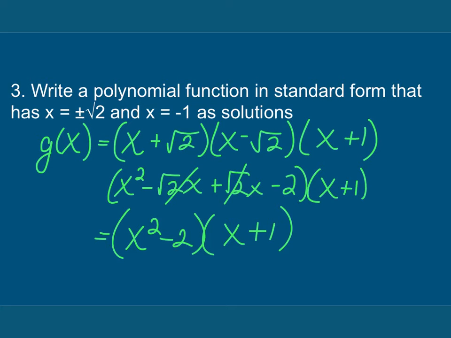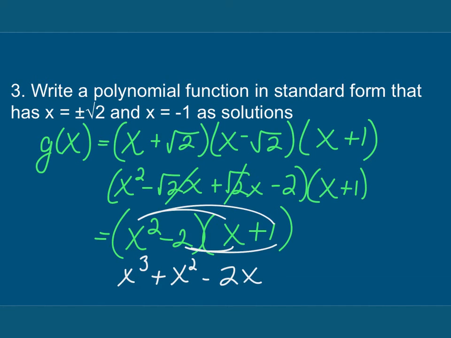Okay, so now I'm going to distribute. I've got 4 more multiplications to make. I'm going to begin by distributing the x squared, which would give me x to the third plus x squared, and then I distribute the minus 2, which would be minus 2x minus 1. So this gives me this cubic function for my final answer.